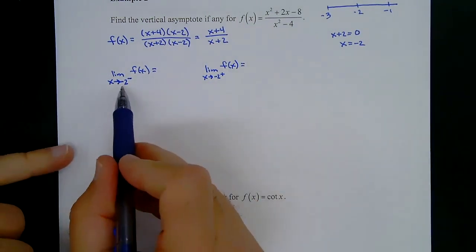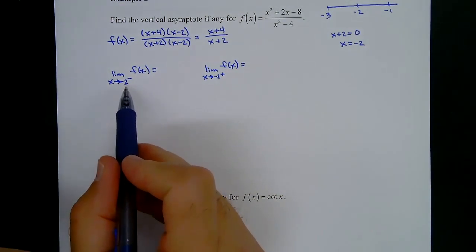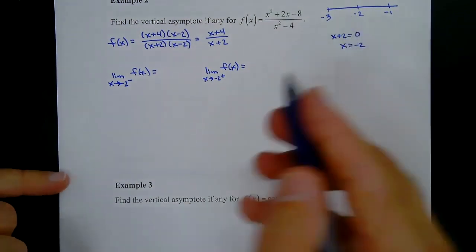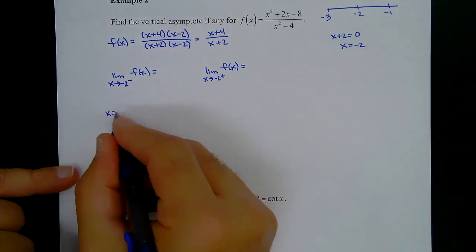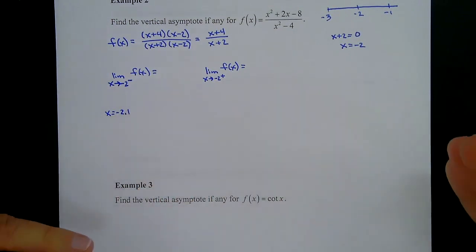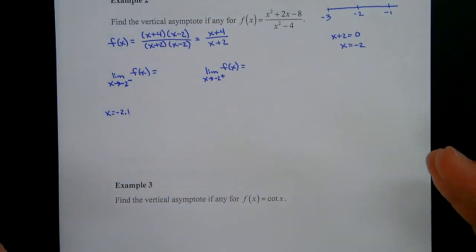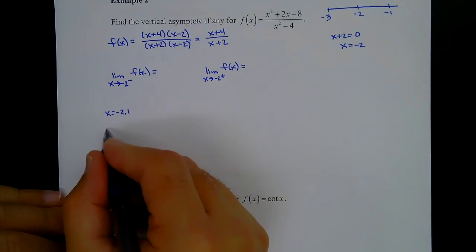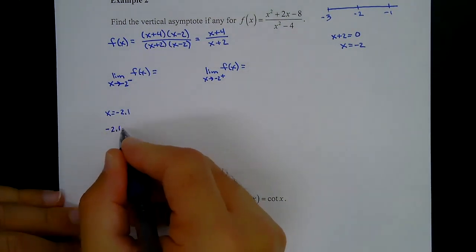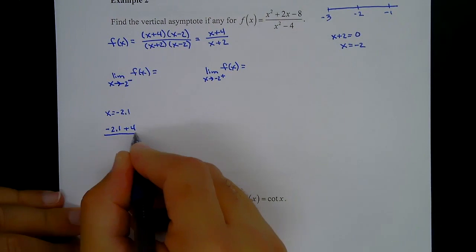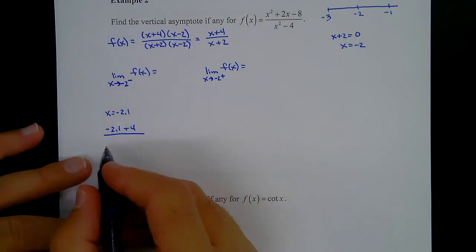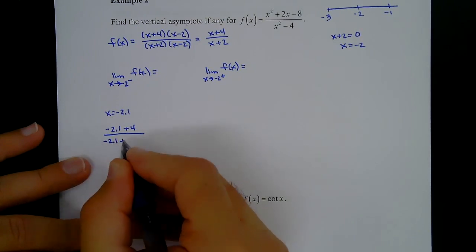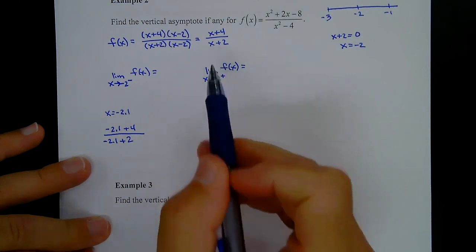So what's an x value that's just to the left of -2? Just to the left of -2 would be something like x is equal to -2.1. The last problem I did 2 decimal places, okay? I'm just gonna do 1 decimal place. It's a little bit easier to do the math in our head, okay? All right, so that would make this -2.1 plus 4, and this bottom one would be -2.1 plus 2, right?